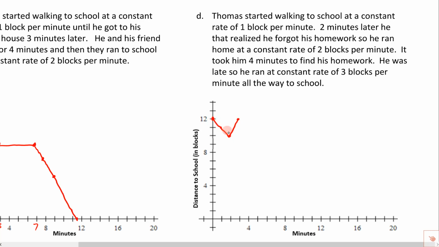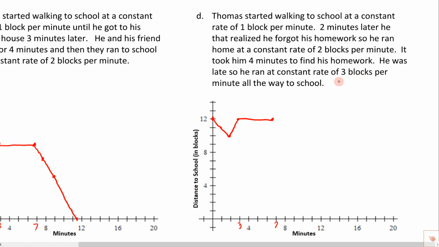So again, he was kind of walking, and then he ran back home, so a little bit faster. And then it says it took him 4 minutes to find his homework. So he's rummaging around his house for 4 minutes. So let's go. This is 3 minutes because he walked to school for 2 minutes, ran home. So all the way till 7 minutes, he is just at his house. So we're going to draw this flat line right here. Okay? All right.